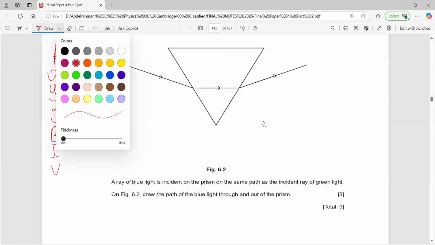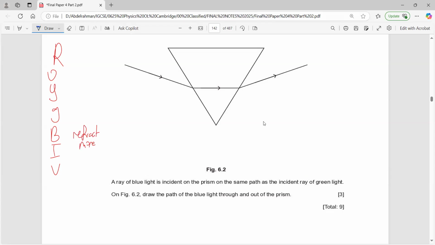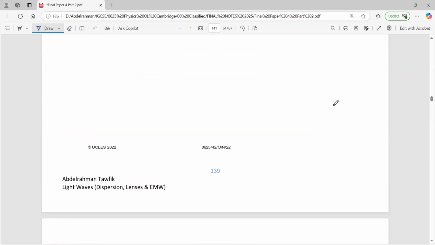Refract more. If we had a normal shaped prism, it would be below the green light. But since this prism is inverted, it would technically be above the green light. So if this is the green light, the blue light would be slightly above it. As it goes out of the prism, it would also be slightly above the green light. So this is the blue light, slightly above the green light. I hope it's clear.